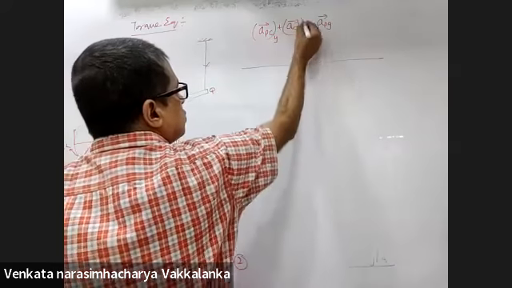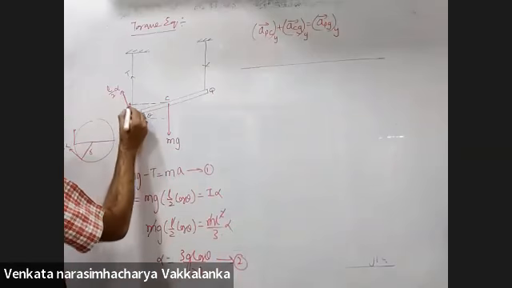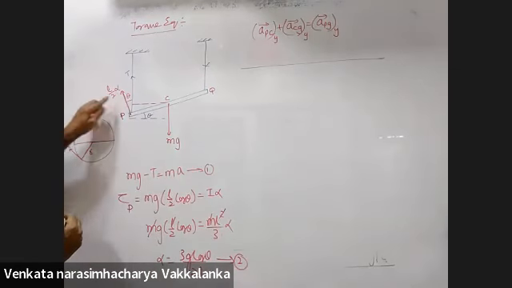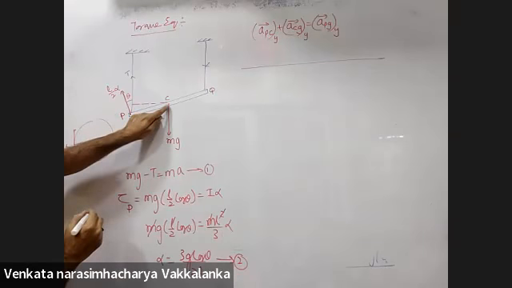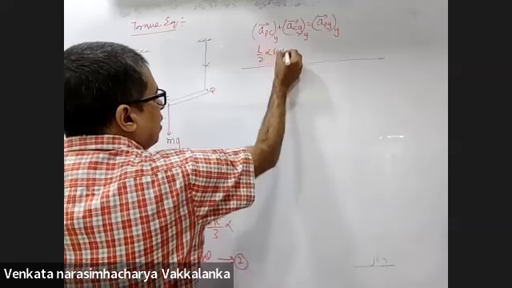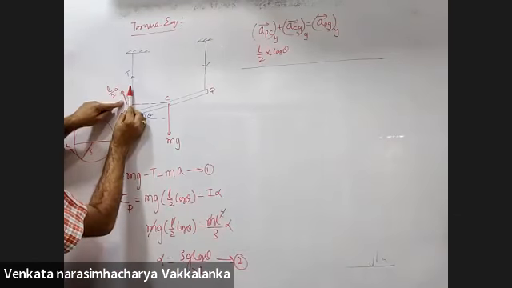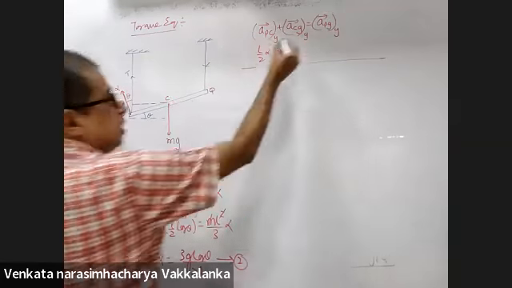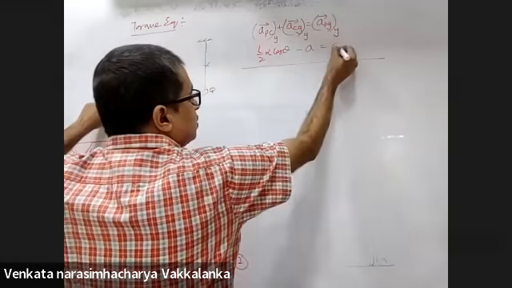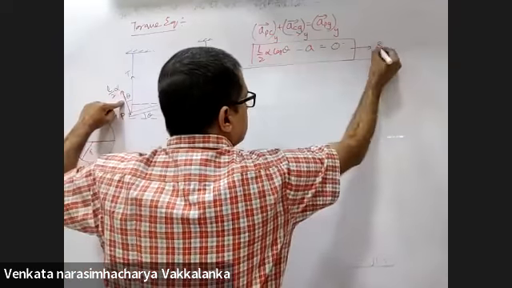Take this along the y-axis, along the length of the string. If this is theta, this is theta. So the acceleration of point P with respect to the center of mass is L by 2 alpha cos theta in the upward direction. Do you all agree with that? The acceleration of the center of mass is minus a in the downward direction. This should be 0. This is my third equation.